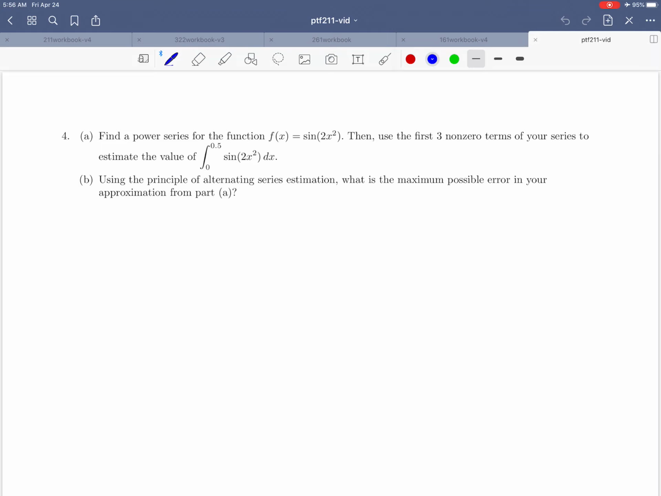Okay, so if we just read this problem together just to get a feel for it, they're giving us a function, sine of 2x squared, and asking us to find a power series for it, and then to use it to estimate an integral. That's sitting down here.